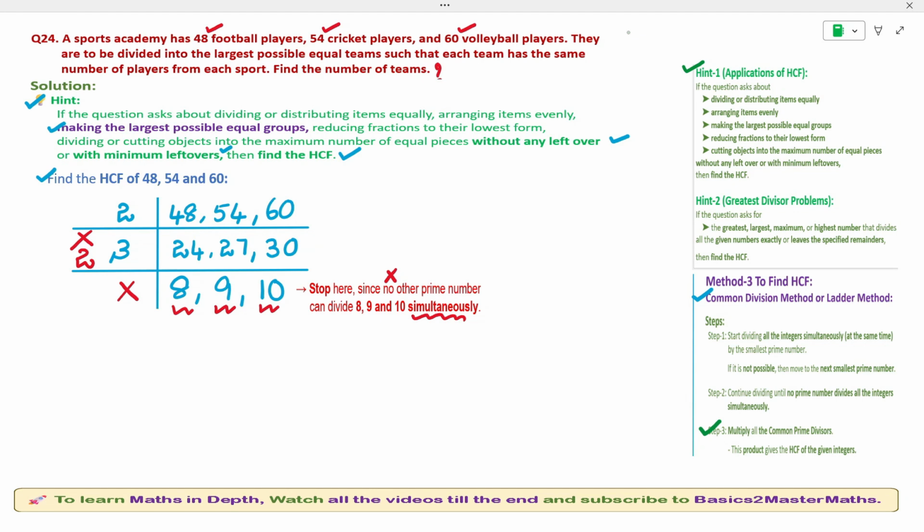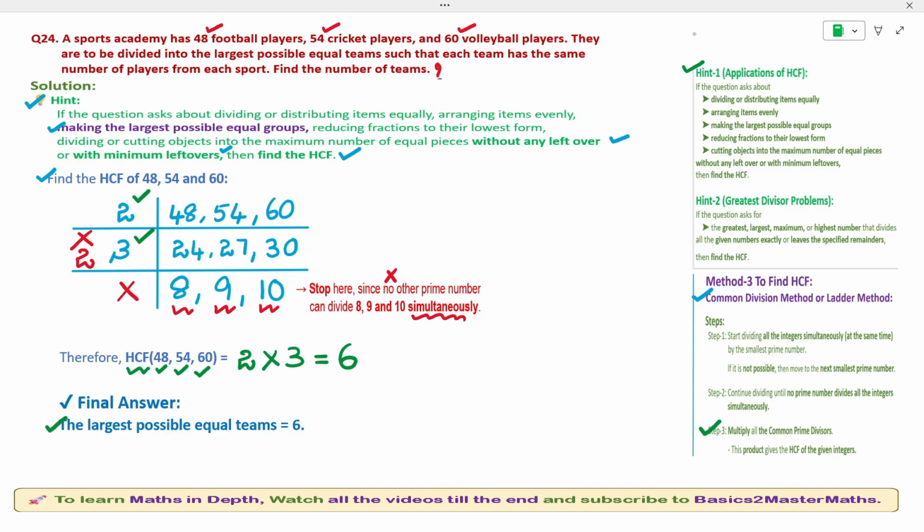Finally, multiply all the common prime divisors. In this case, they are 2 and 3. Therefore, the HCF of 48, 54 and 60 is 2 multiplied by 3, which gives you 6. So, the largest possible equal teams is 6.